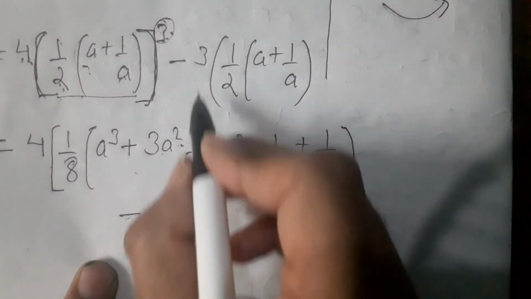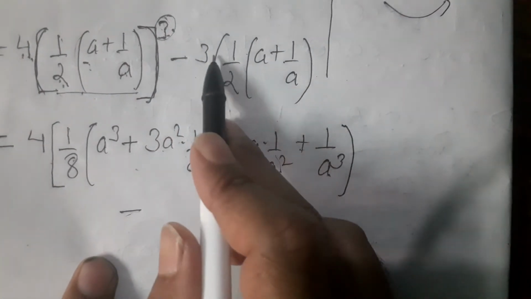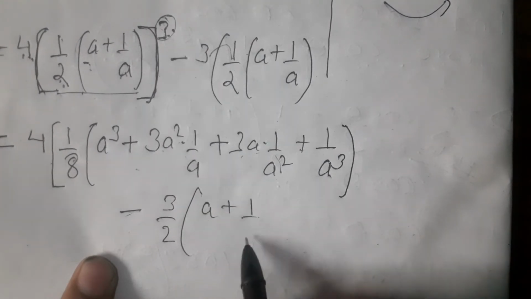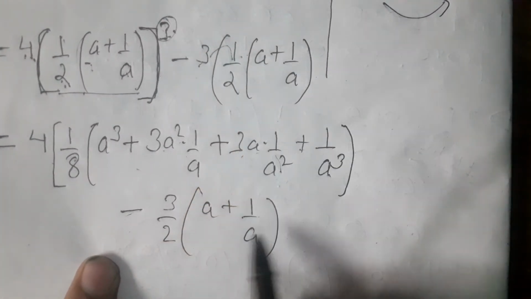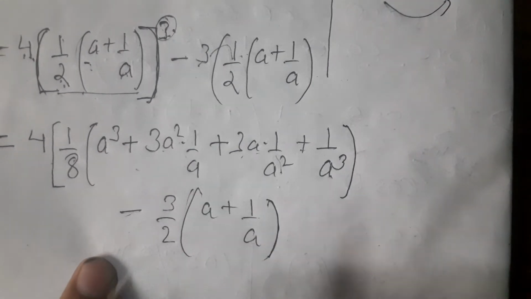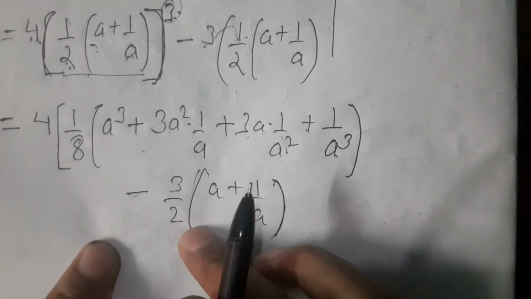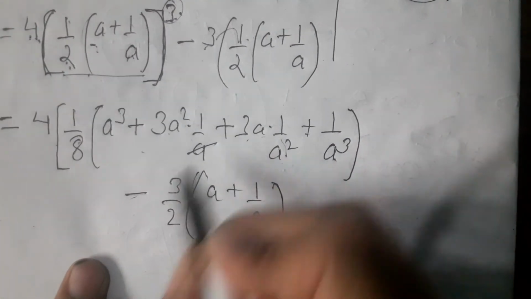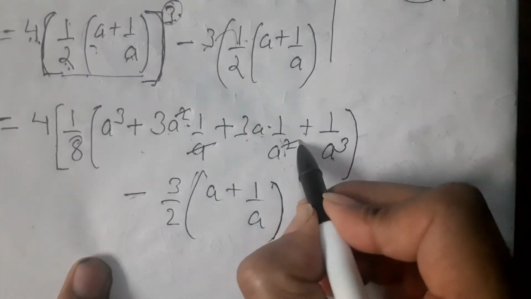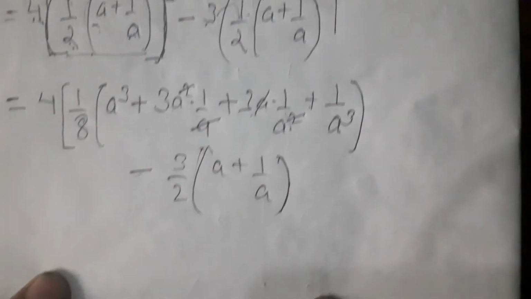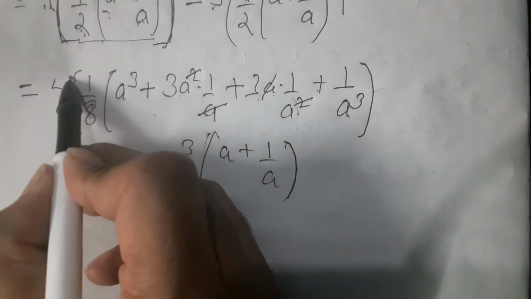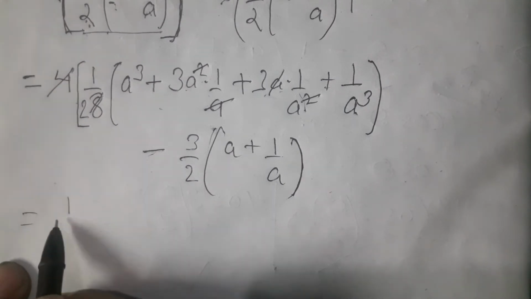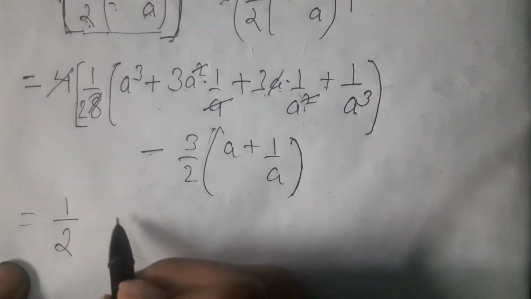And now let me see what will happen. Here there is nothing more to do, so I will apply this 3 by 2 and a plus 1 by a. I just multiplied 3 and 1. This bracket is still closed here. Instead of writing it there I wrote it here, because there might not be enough space. Here you can see I simply cut this a and a square, and this is square and a is cancelled. And one more thing, this 4 can cut with this 8 and it will become 2. So now this becomes 1 by 2, right?